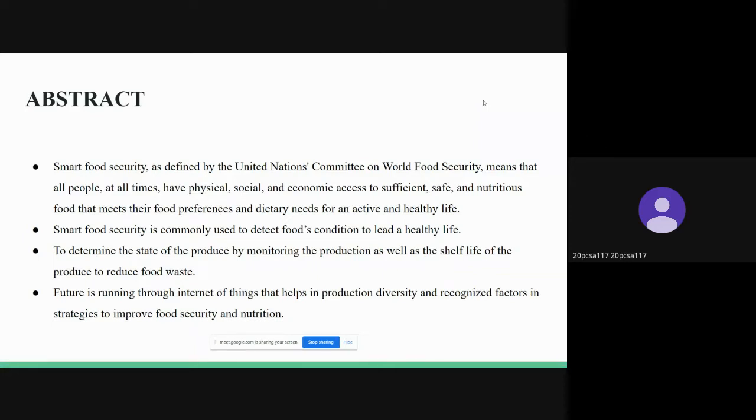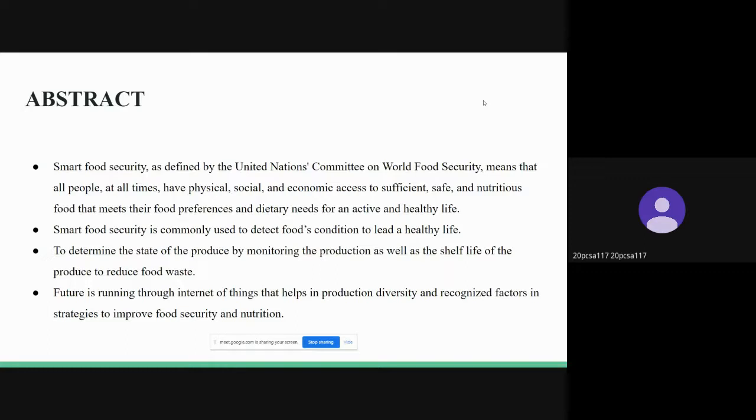Food security, as defined by the United Nations Committee on World Food Security, means that all people at all times have physical, social, and economic access to sufficient, safe, and nutritious food that meets their food preferences and dietary needs for an active and healthy life. So smart food security is basically food detection to lead a healthy life.